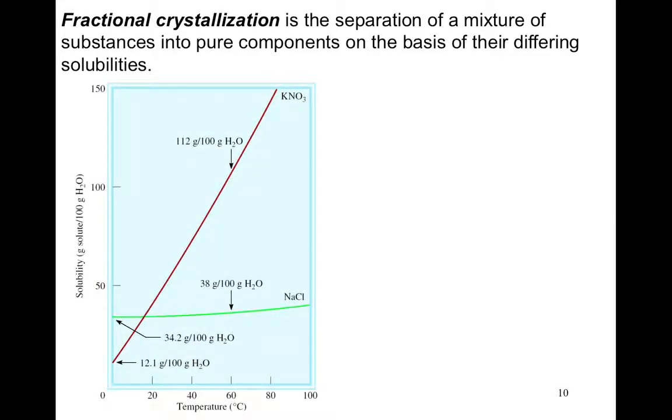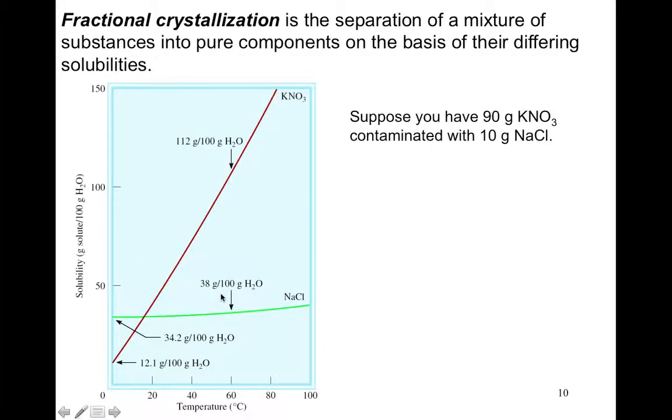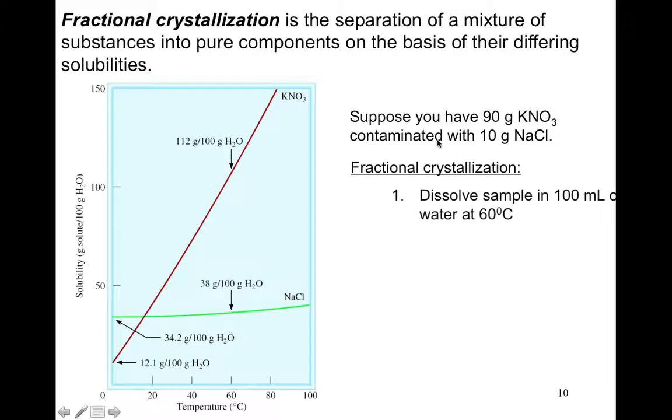All right. So fractional crystallization. It's the separation of a mixture of substances into pure components on the basis of differing solubilities. And so here is the solubility chart for a couple different things. Sodium chloride and potassium nitrate. And their solubilities are really very different. And so if we had 90 grams of potassium nitrate and we had 10 grams of sodium chloride, here they give us the word contaminated, so we're believing that we want to get that sodium chloride out of there. The way we could do it is with fractional crystallization.